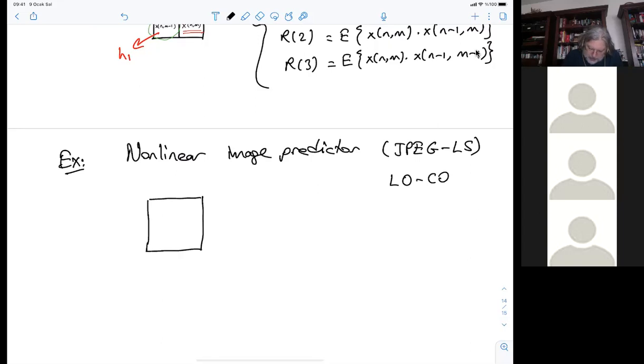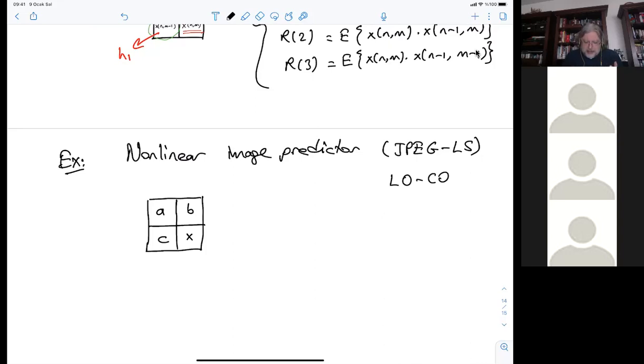Just like the example that we saw right before, we are going to predict this x. I'm not going to denote any coordinates here. This is x, and this pixel value is a, this pixel value is b, this is c. So according to this a, b, and c, what is the prediction value of x? The LOCO is using a rule-based nonlinear prediction. It is nonlinear because it's rule-based.